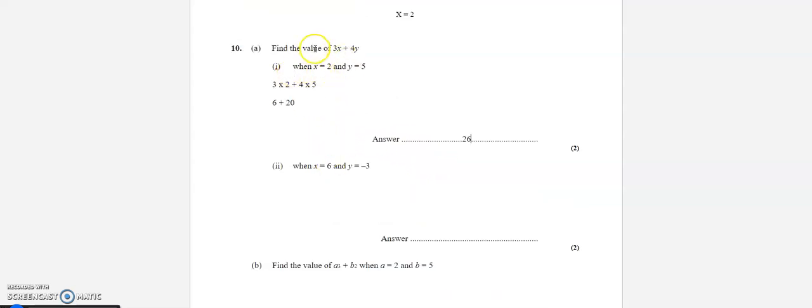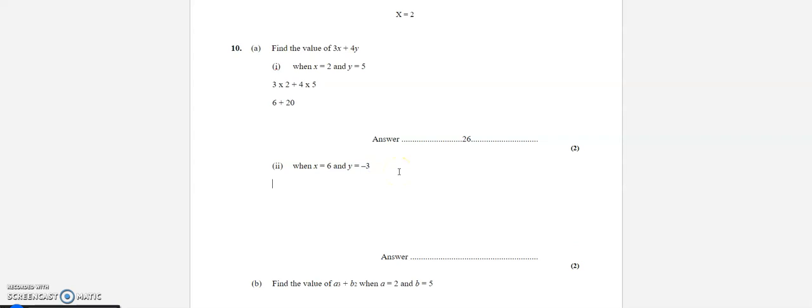Same formula again. Same expression again. So we're just going to say when x equals 6 and y equals minus 3. So we're going to drop those in. When x is 6, it's 3 times 6 up here. So we're going to write 3 times 6. And then we're adding on 4 times y. And y is minus 3. So we're going to do 4 times minus 3.